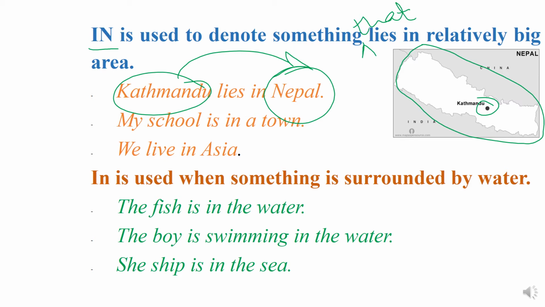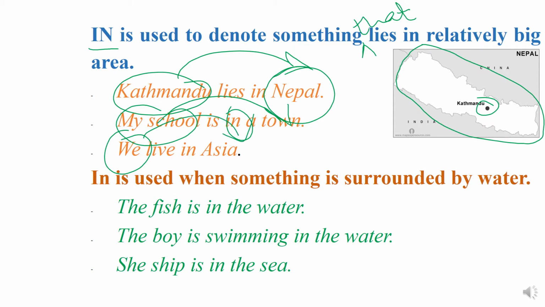My school is in a town. The town is big. My school is within that town. That is, the town is relatively bigger than my school. That's why my school lies in the town. We live in Asia. Asia is relatively much bigger than us. We are part of Asia, or we are a very small thing in front of Asia.